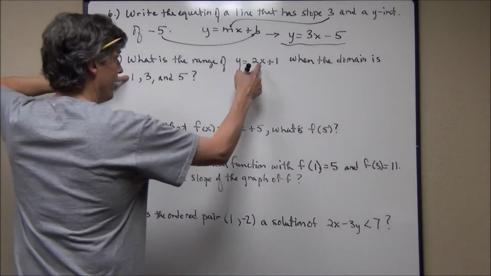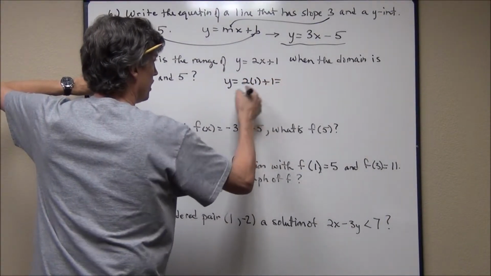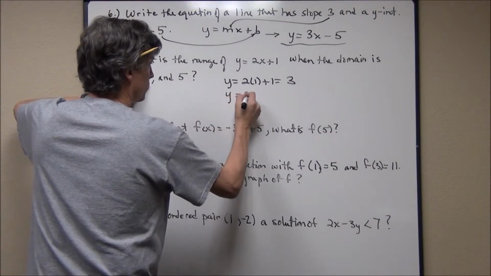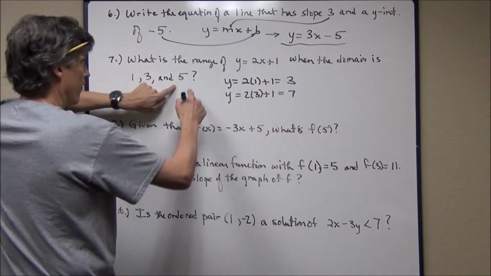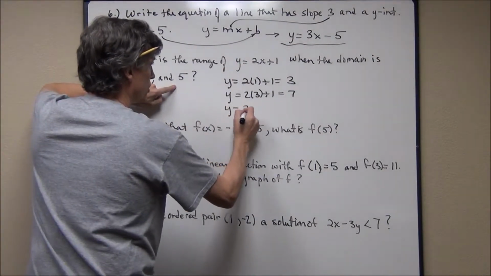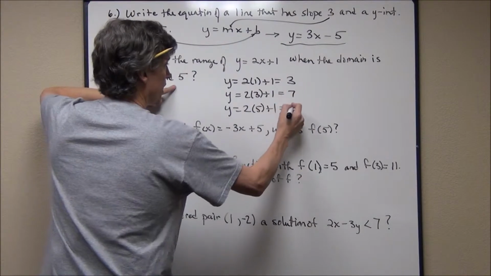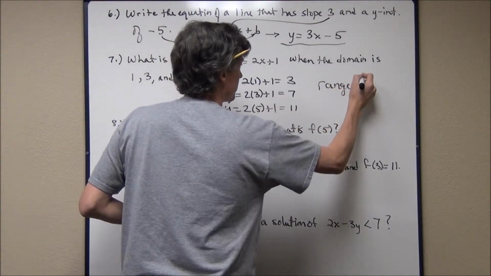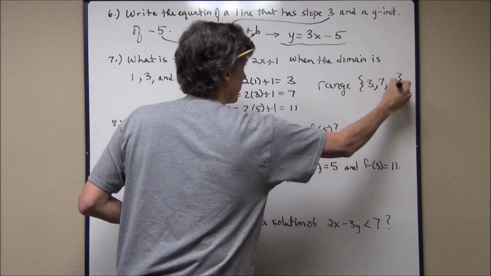So if I plug 1 in for x, I get y equals 2 times 1 plus 1, which is 3. If I plug 3 in for x, I get y equals 2 times 3 plus 1. 6 and 1 is 7. If I plug 5 in, I get y equals 2 times 5 plus 1. That's 10 plus 1 is 11. So my range would be, I like braces around it, {3, 7, 11}.